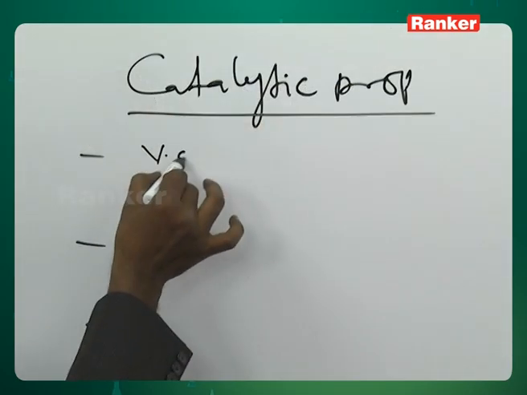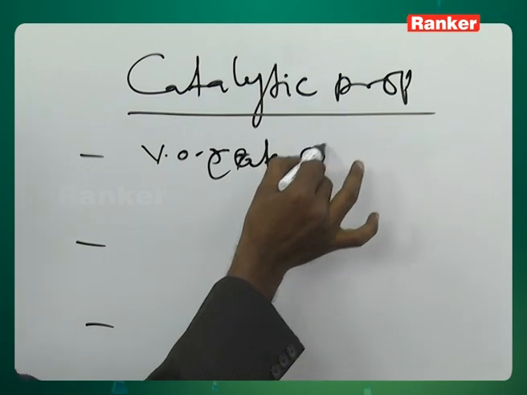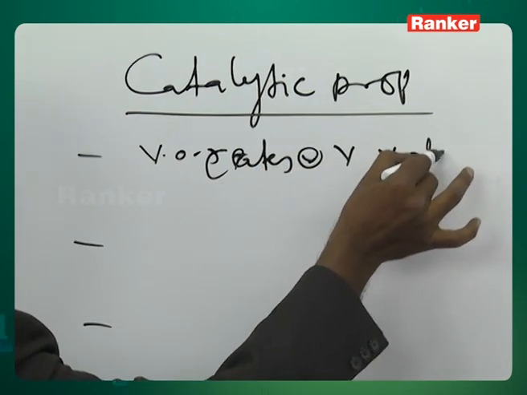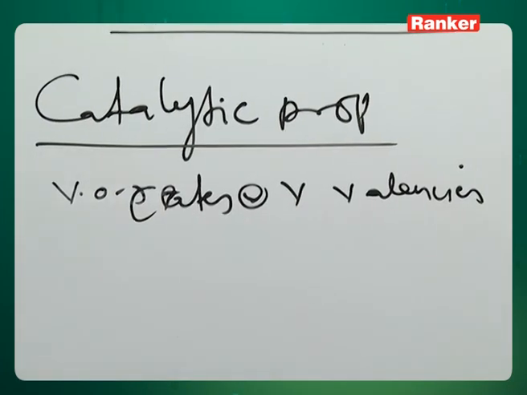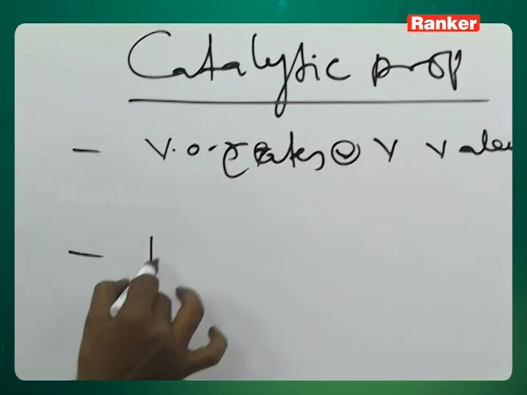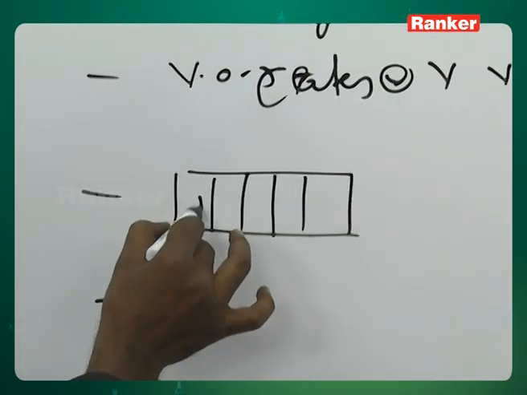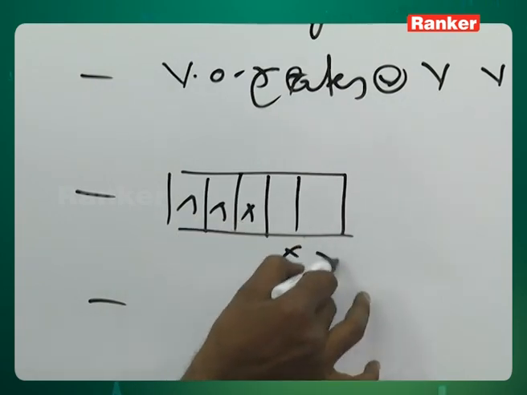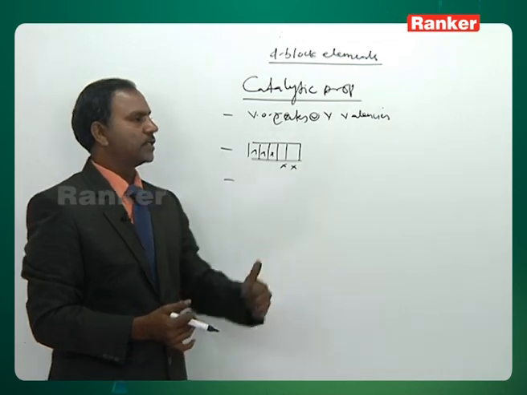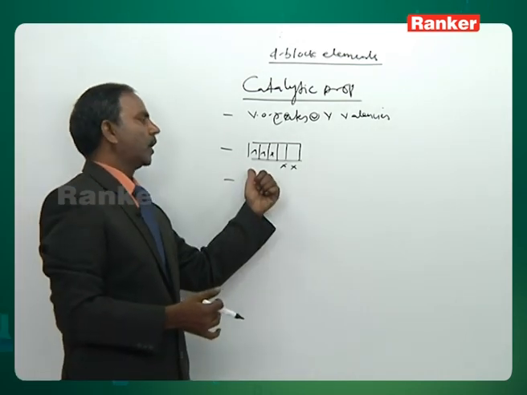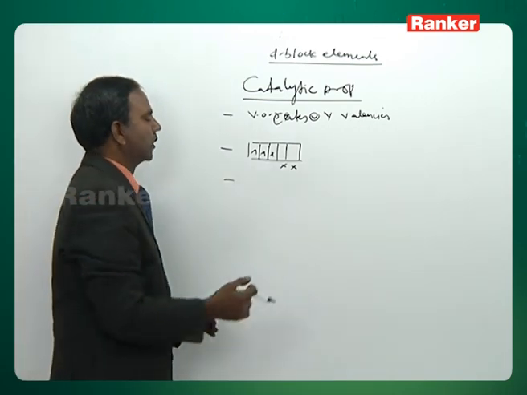Suppose blue color is absorbed, only orange is transmitted. If orange is absorbed, you can easily say blue is transmitted. The pairs of colors, either X and Y, or blue and orange, orange and blue. This particular blue and orange, the pairs of colors, we call them complementary colors. The pairs of absorbed and transmitted colors, we call them what? Complementary colors.